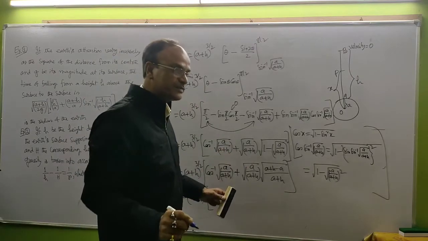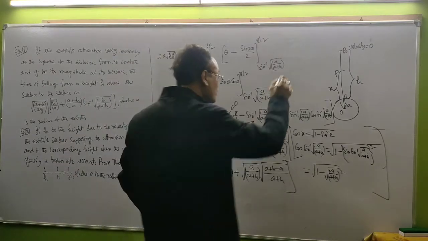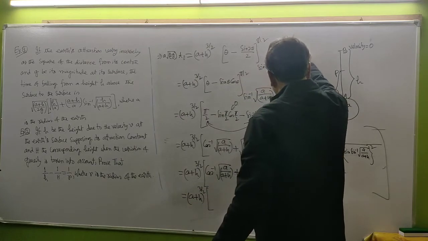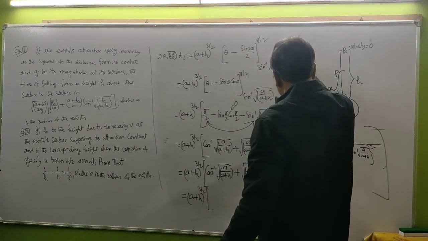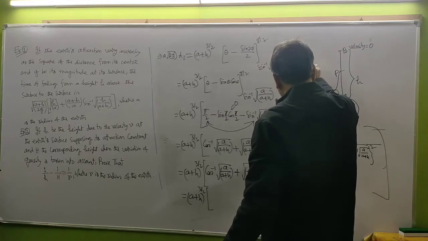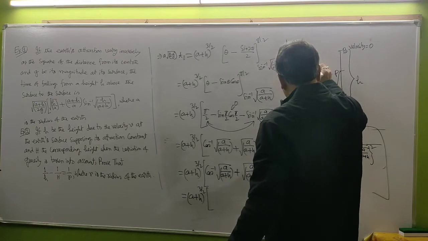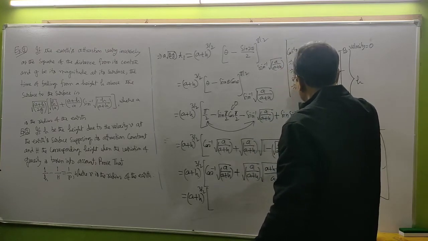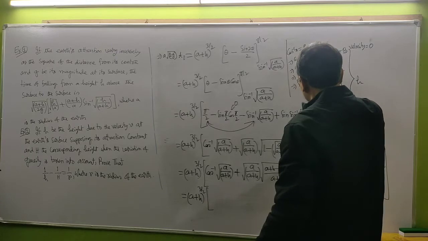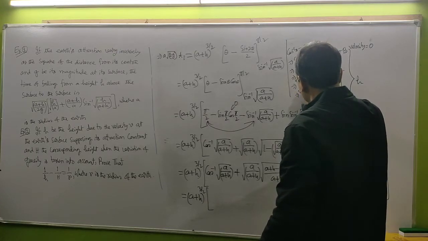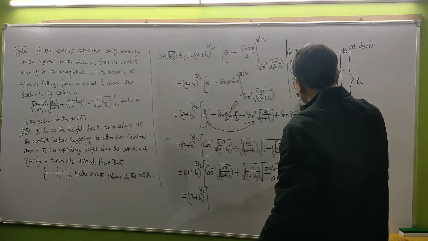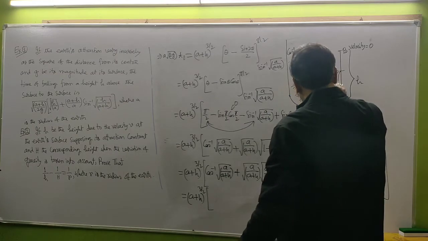Cos inverse x. Suppose cos inverse x is equal to theta. This means cos theta is equal to x. This means cos square theta is equal to x square. This means 1 minus sin square theta equal to x square. This means sin square theta is equal to 1 minus x square. This means sin theta equal to root over 1 minus x square. This means theta equal to sin inverse root over 1 minus x square.